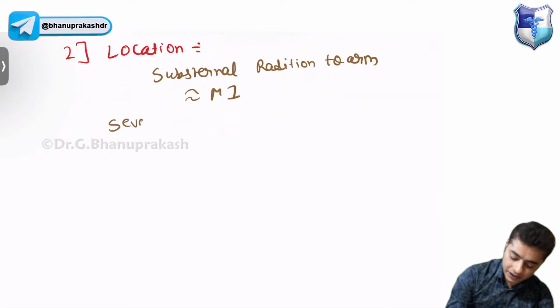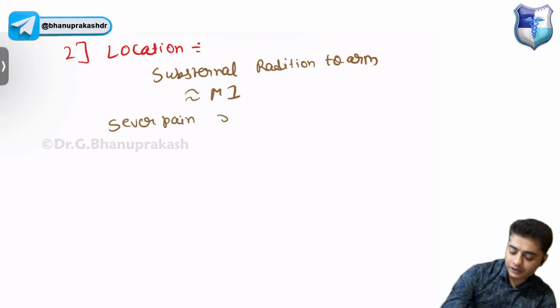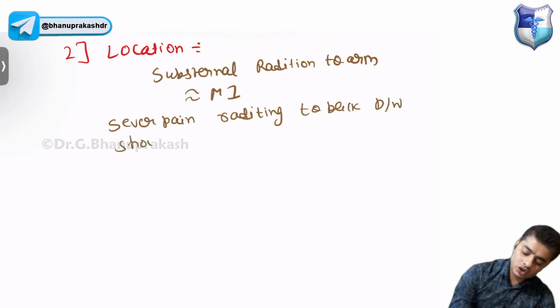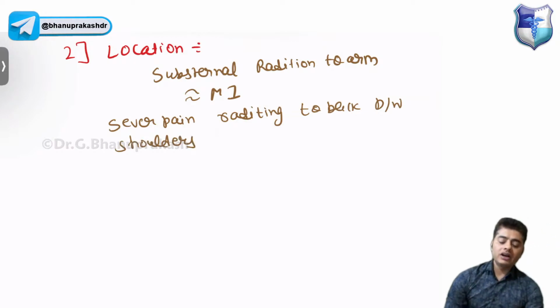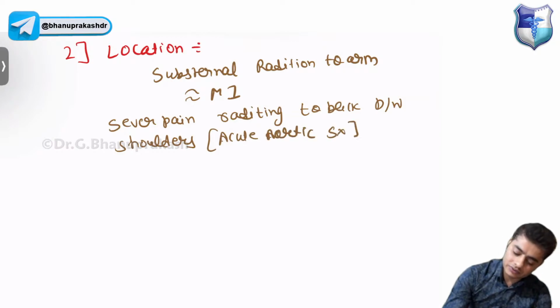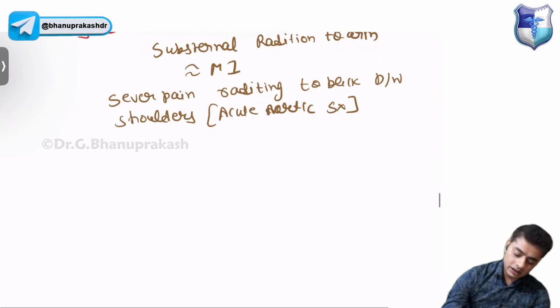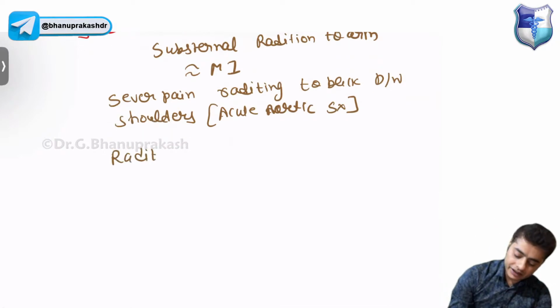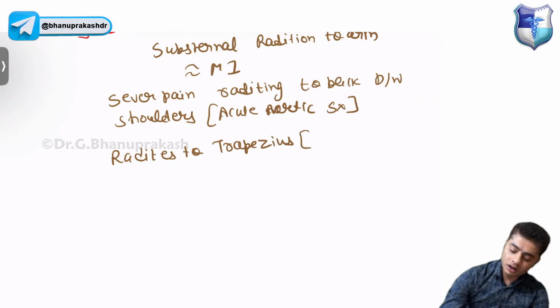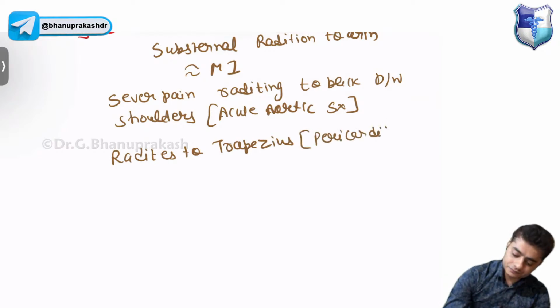Other is any severe pain radiating to the back between the shoulders. What is this? This is acute aortic dissection, or you can say acute aortic syndrome. Okay. Now, there's a pain which radiates to the trapezius. Which is that pain which radiates to the trapezius? That is your pericarditis.